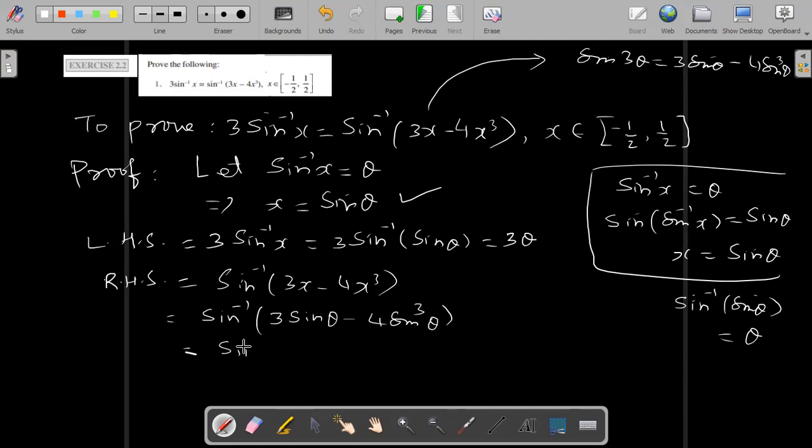Mostly in this type of proof question, you can find the formulas directly. So this is sine 3 theta, as I told you. So sine inverse sine 3 theta is equal to 3 theta. So we got left hand side is equal to right hand side. Hence proved.